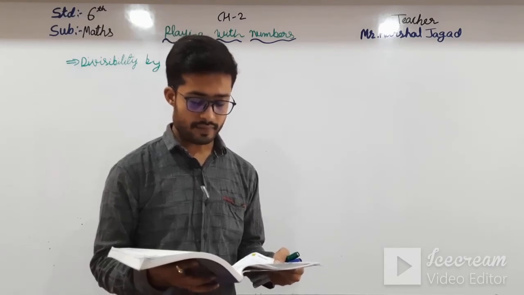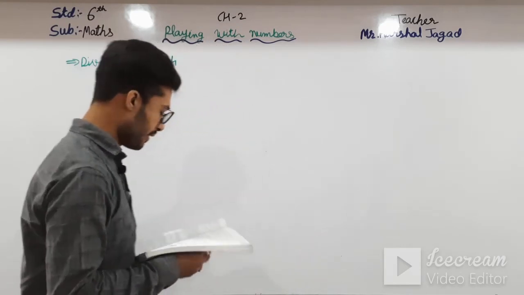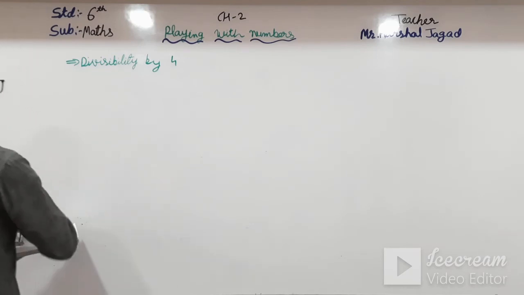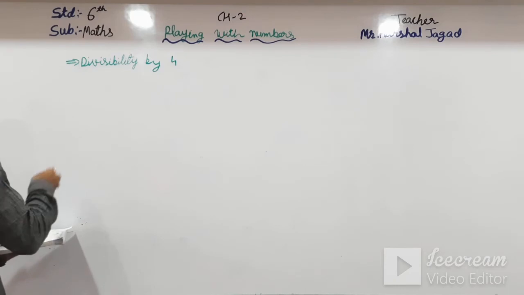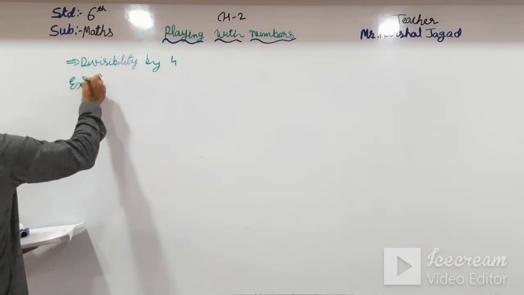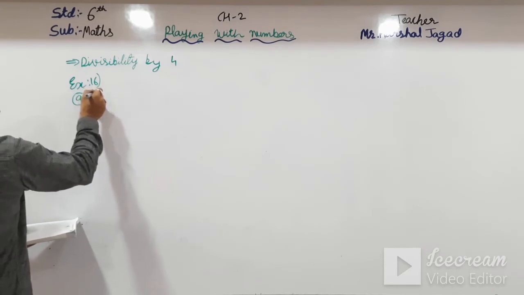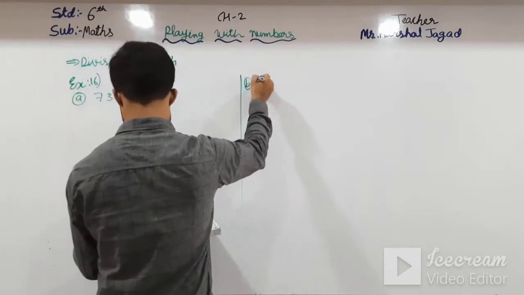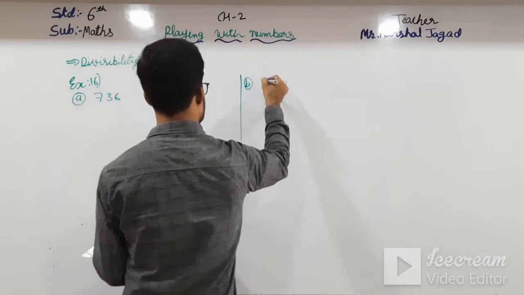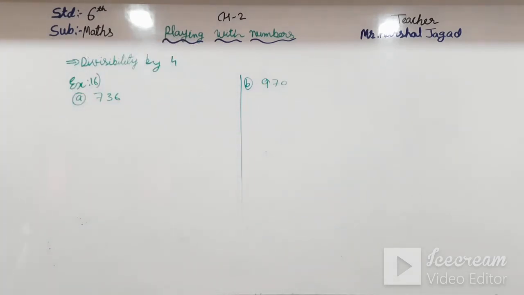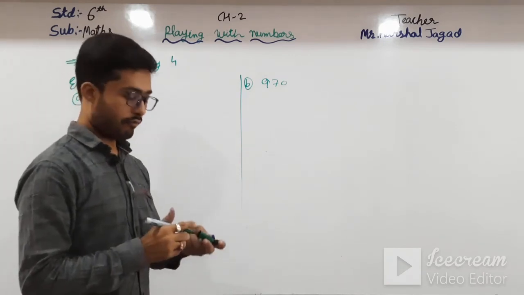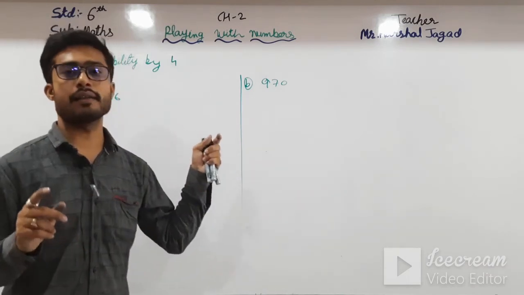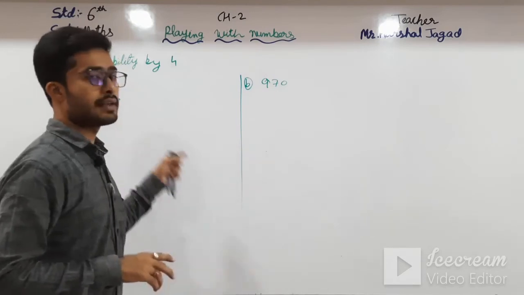Which of these numbers are divisible by 4? See here, going towards example number 16. In example number 16, A is 736 and B is 970. Okay students, first of all we have to see whether these numbers are divisible by 4 or not. In your textbook it was written that if the last 2 digits of that number are divisible by 4, then the number is divisible by 4.